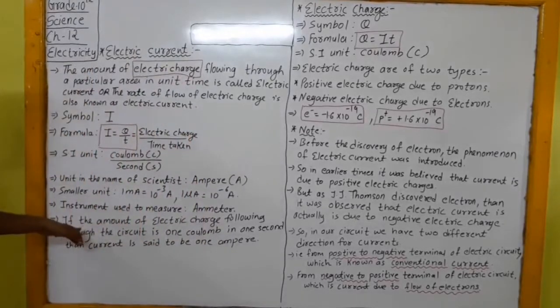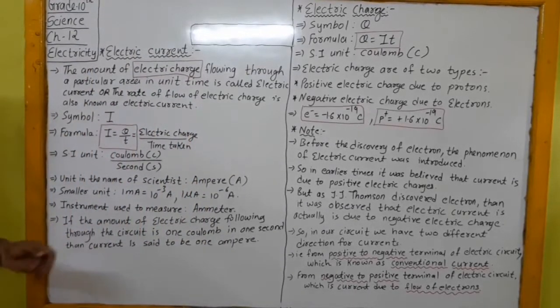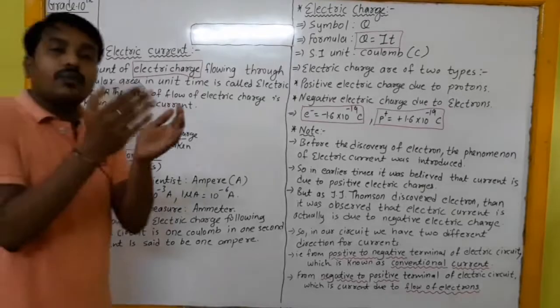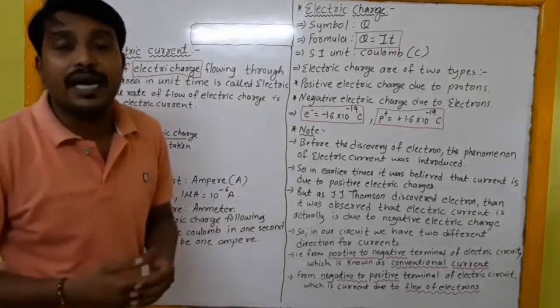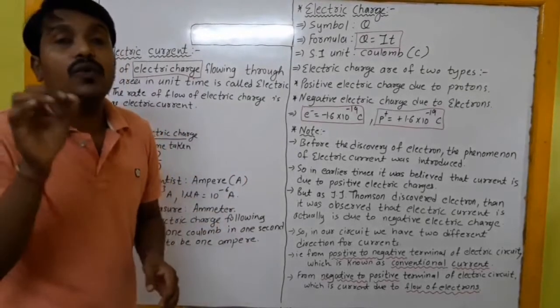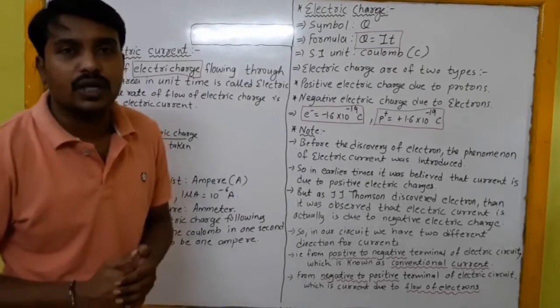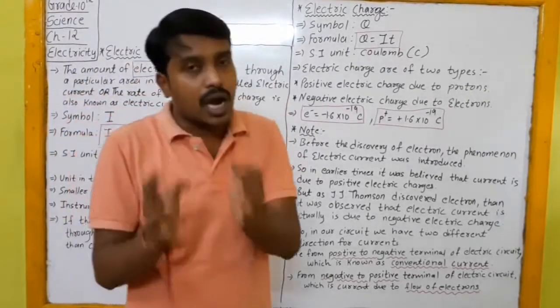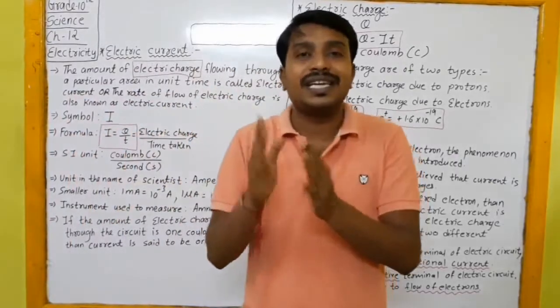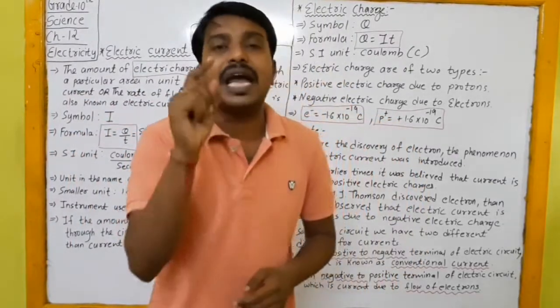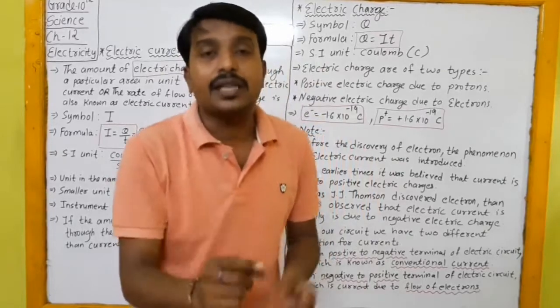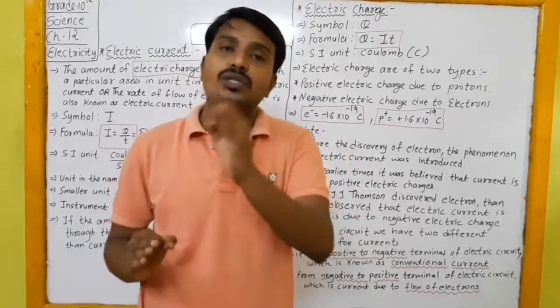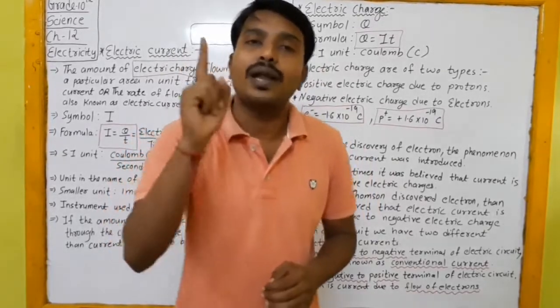So the ammeter helps us to measure the electric current flowing through the circuit. Now this is the definition for 1 ampere. Suppose from your circuit 1 ampere electric current is flowing. How will you define that 1 ampere electric current? If the amount of electric charge flowing through the circuit is 1 coulomb, and the time taken for it is 1 second, then whatever the current is flowing through your circuit is known as 1 ampere.